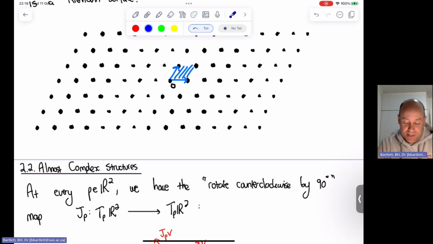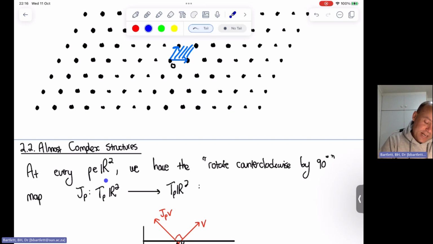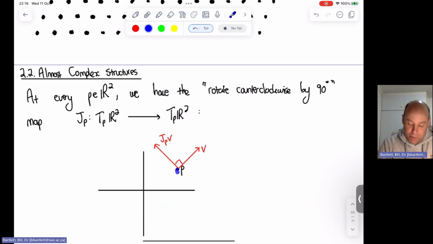So at every point in R2, we have the rotate counterclockwise by 90 degrees map, which is a map from the tangent space of R2 at that point to itself. Right? So I'm at a point P in R2 and I have a little vector starting at P. So it's living in the tangent space at P. And I can just rotate that vector by 90 degrees counterclockwise to get to JV. So at every point I can do that, right?